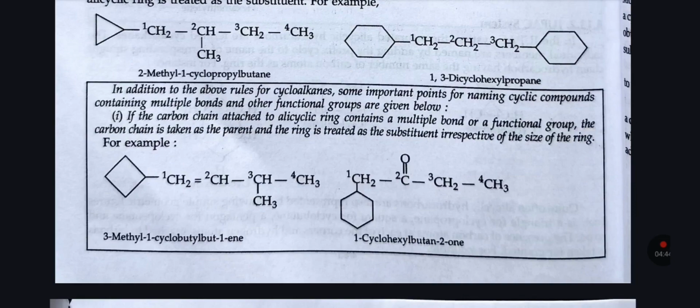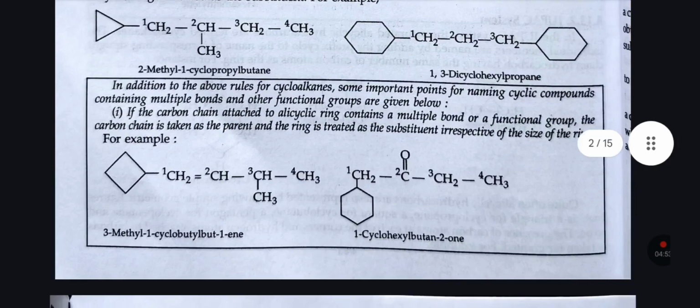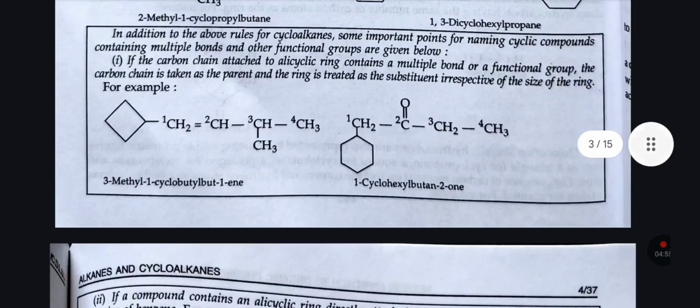In addition to the above rules for cycloalkanes, some important points for naming cyclic compounds containing multiple bonds or other functional groups are given below. First, if the carbon chain attached to the alicyclic ring contains a multiple bond or a functional group, the carbon chain is taken as the parent and the ring is treated as the substituent irrespective of the size of the ring. For example, 3-methyl-1-cyclobutylbut-1-yne, 1-cyclohexylbut-2-yne.